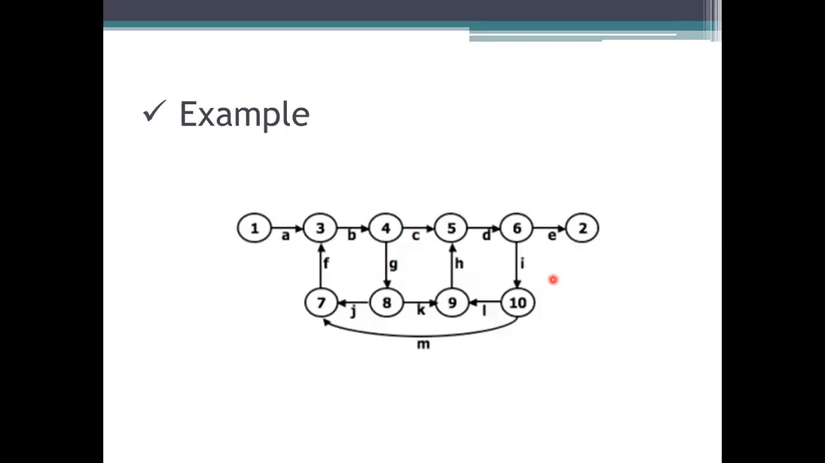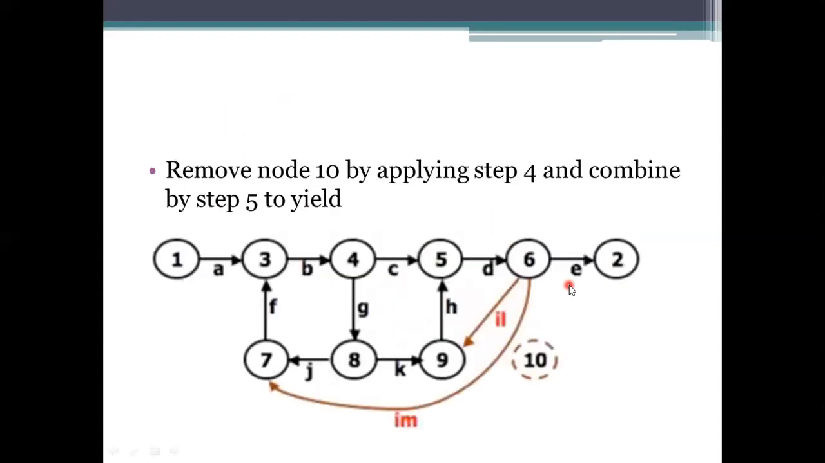This example we have also seen in several representations. In this example, we will remove one by one. First, we will remove from the last: 10, 9, 8, 7, 6, 5, 4, 3. And then we will only get the node which has the link between these two, 1 and 2. How is it done? First, I need to remove the 10th node.